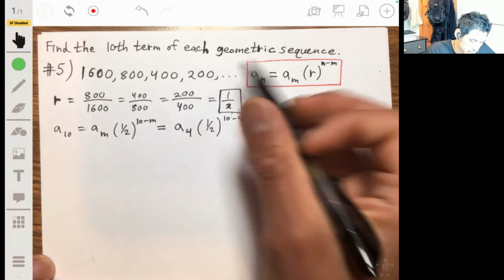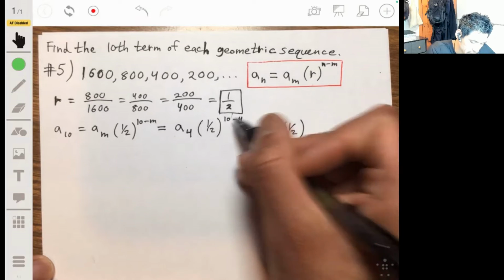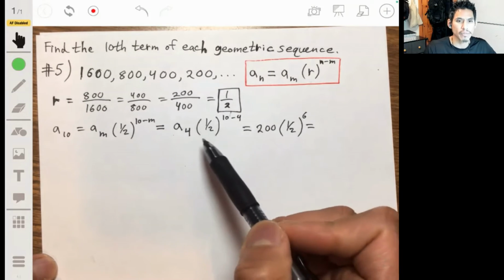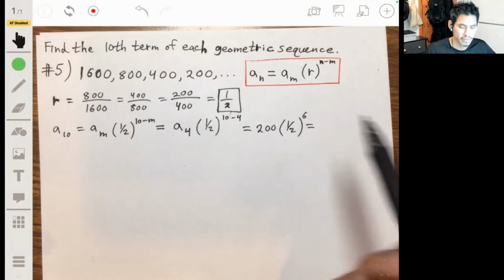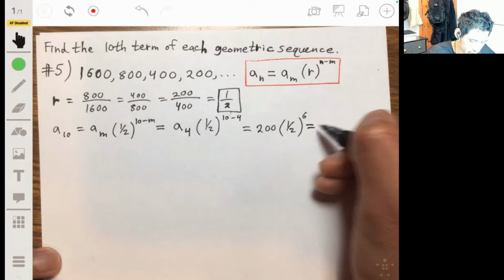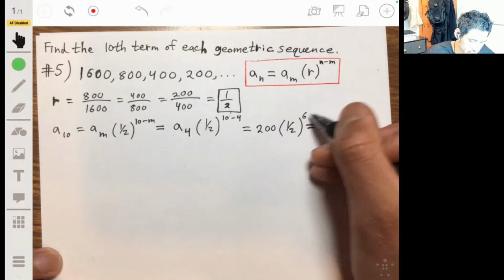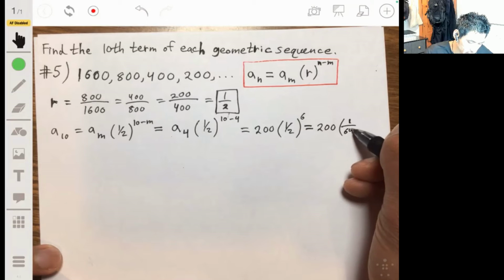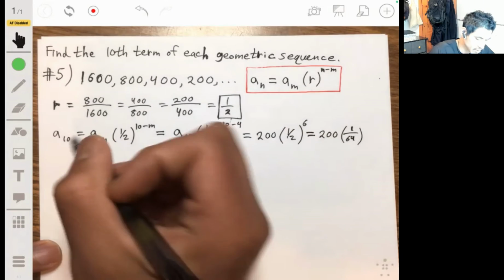A4, we replace it with 200. And then your exponent is just 6. Also, when you have a higher number for m, you won't have to have such a large exponent. But in any case, it'll still give you the same answer. So 1/2 to the 6: 1 to the 6 is 1, 2 to the 6 is 2, 4, 8, 16, 32, 64. We'll have 200 over 64.